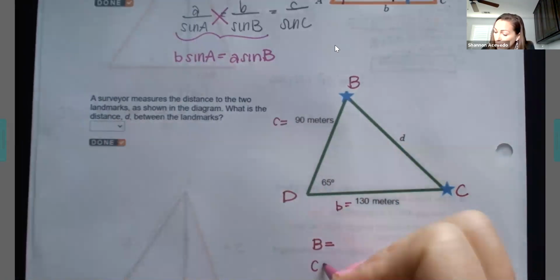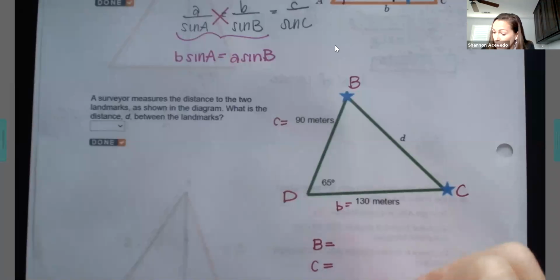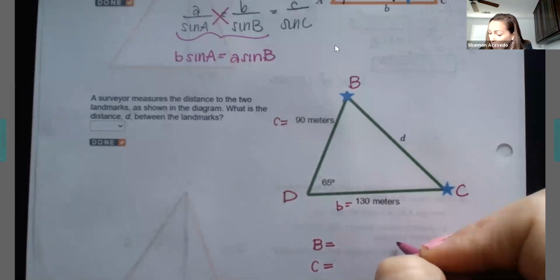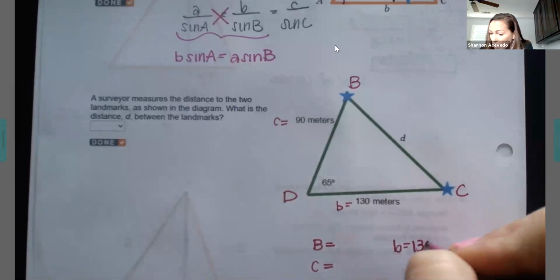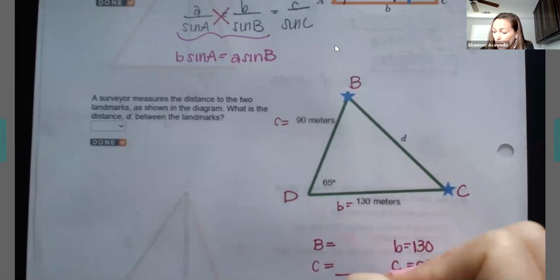So I'm going to fill in everything that I know. I know that this angle D is 65 degrees. I know that my side B is 130 meters. My side C is 90 meters. My side D, that looks like what we're going to be looking for.